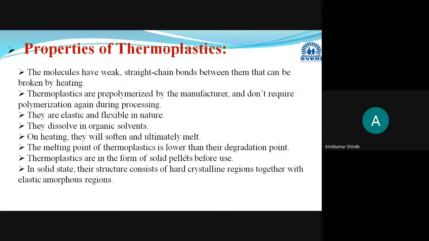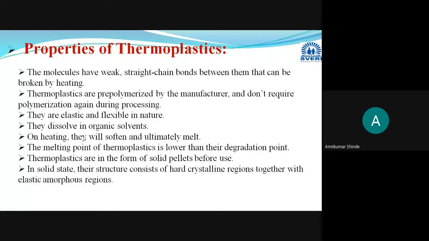Okay, the first point for thermoplastics will be like this: the molecules have weak and straight chained bonds. That's why they can be easily broken on heating. Hence, their melting point is very less. And exactly the reverse case will be there. Molecules will have straight chain bonds, but due to the cross linking, that bond becomes stronger. That's why more heat will be required to break that bond. Hence, their melting point is more.